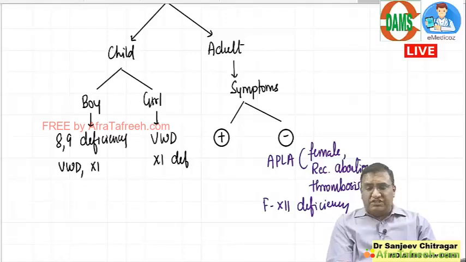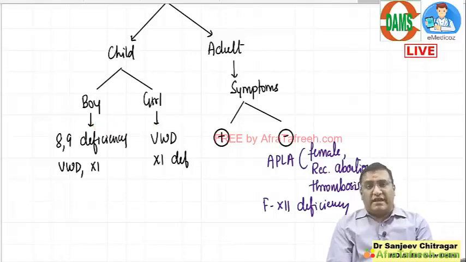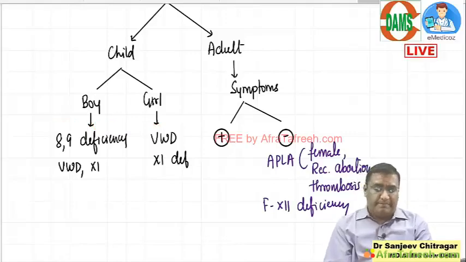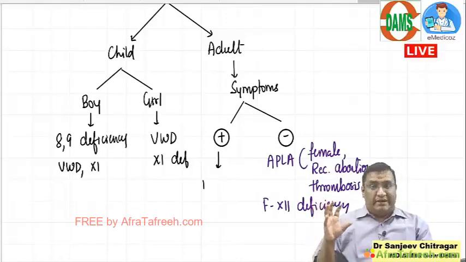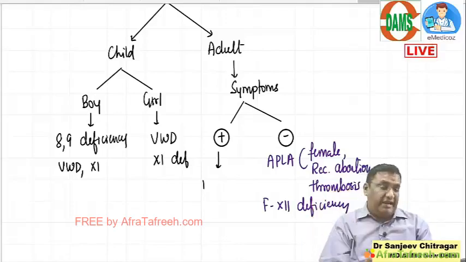Factor 7 deficiency, as such isolated factor 7 doesn't happen. Vitamin K deficiency, injectable vitamin K. You have to give injectable vitamin K. Factor 12 deficiency. So APLA, factor 12 deficiency, both of them are asymptomatic. No hemarthrosis, no hematoma, but APTT gets elevated.